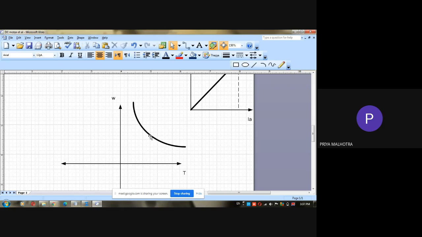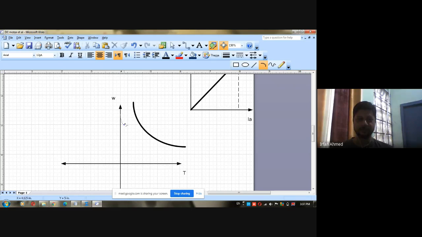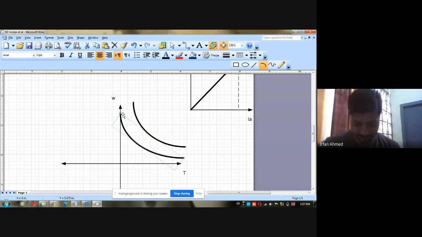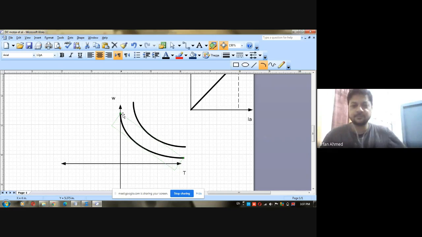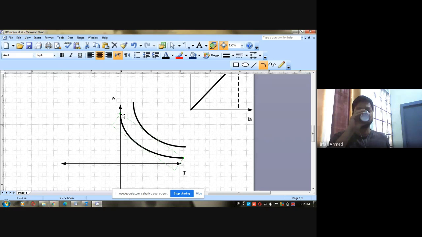The no load speed of a DC series motor is very high. So the characteristic of a compound motor is similar to a DC series motor, but the no load speed is not infinite; it has a finite value. Why does it have a finite value? Because of the shunt winding. Any other question?